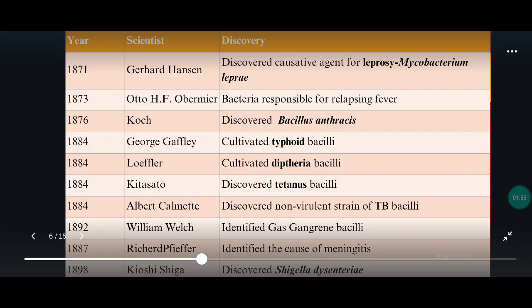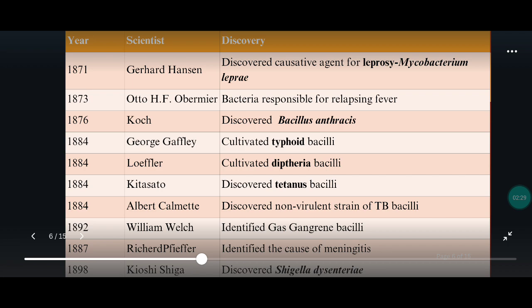The major contributions made in the area of bacteriology are: in 1871, Gerhard Hansen discovered the causative agent of leprosy, Mycobacterium leprae. In 1873, Otto Obermeier discovered the bacteria responsible for relapsing fever. In 1876, Robert Koch discovered Bacillus anthracis. In 1884, Georg Gaffky cultivated typhoid bacilli. In 1884, Loeffler cultivated diphtheria bacilli.